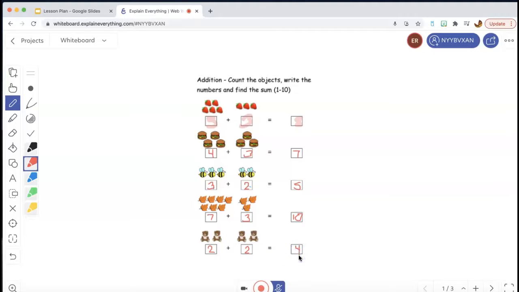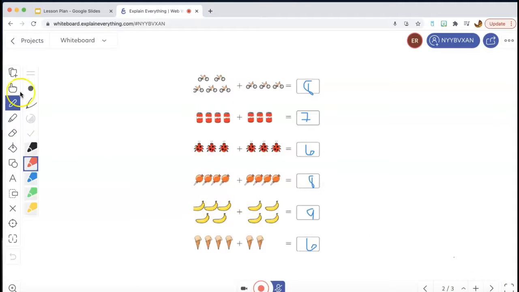So class, now that we have reviewed adding and how to get to the sum, for homework what you're going to be doing is this next worksheet, and these are the answers. Sorry about that, class. This is going to be one of the pieces to your homework for tonight. I want you to review it. If you have any questions, please let me know, and I will be more than glad to help you.